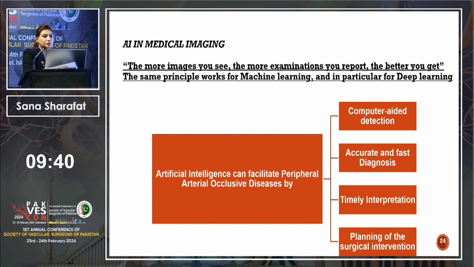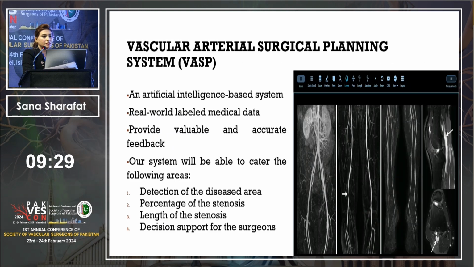Artificial intelligence can facilitate peripheral arterial occlusive disease management by computer-aided detection with accurate and fast diagnosis, timely interpretation, and the planning of the surgical intervention. So here we have the Vascular Arterial Surgical Planning System, which is an artificial intelligence-based system, and it is capable of handling and processing real-world labeled medical data and providing valuable and accurate feedback to the surgeons and medical professionals to help them with decision-making.